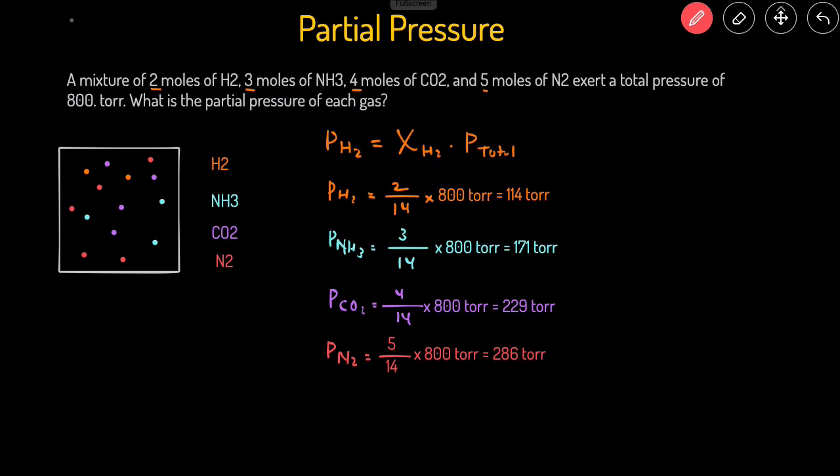So if you're given grams here, you would just convert all the grams to moles, and then you would just use the formula. The partial pressure of a particular gas is equal to the mole fraction of the gas times the total pressure. So that's technique number 2.